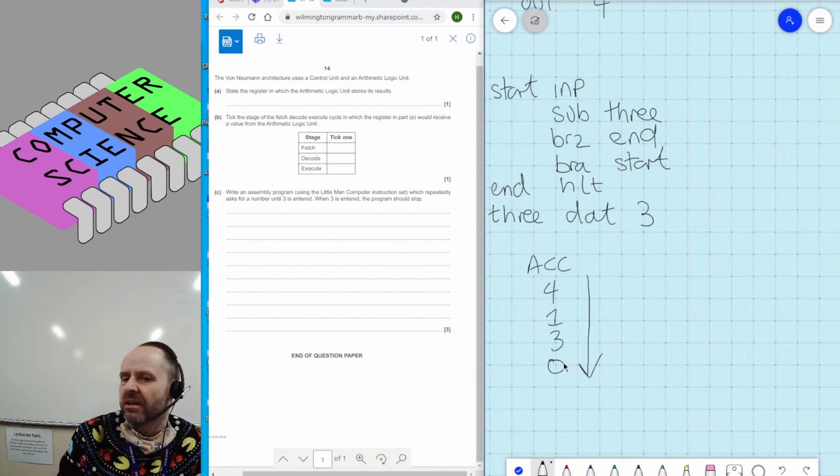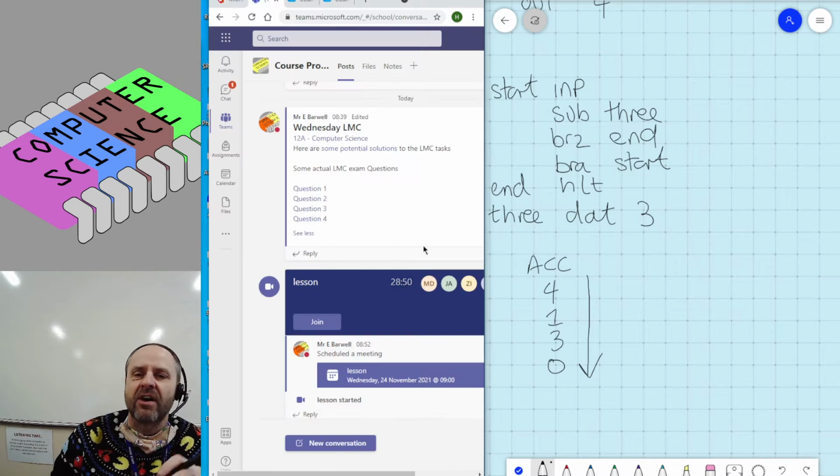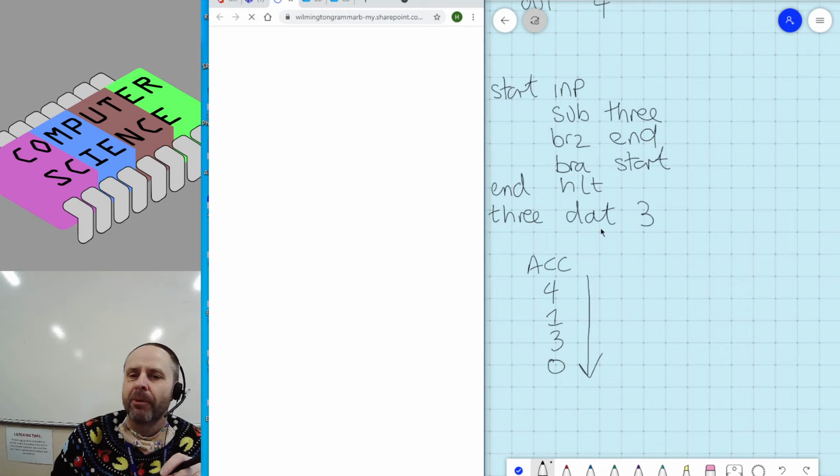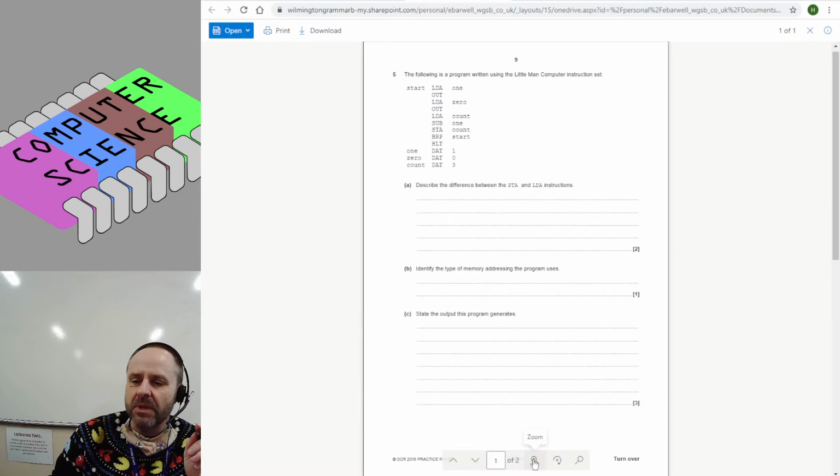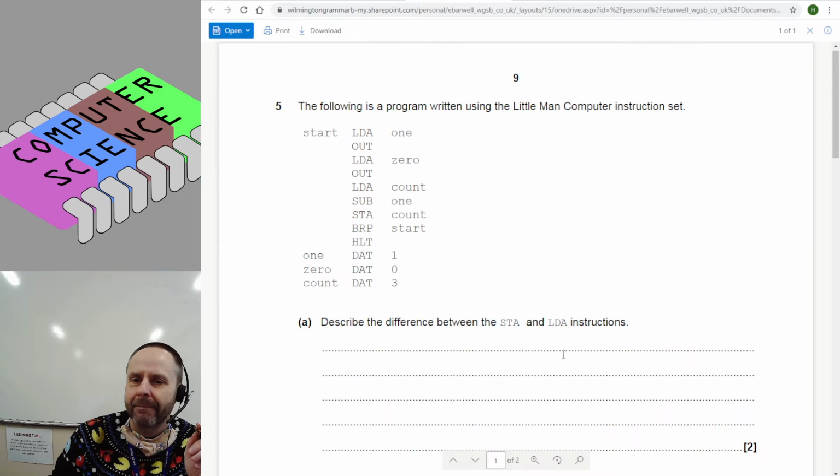Okay. Right. Can we look at question 4? I've had another question on there. Question 4. Right. So I don't want you to put this in my computer. I want you to trace it through. It doesn't tell you what this program does. Okay. So if I just maximize that and zoom a little bit. Right. So we've got a program.